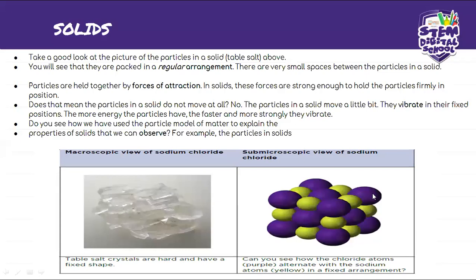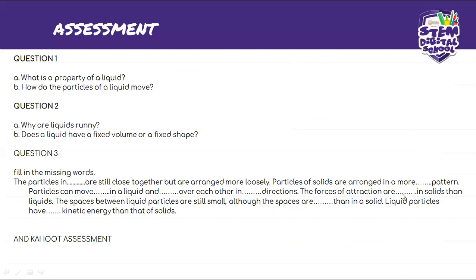Let's continue then. Now, look at this. So let's go on. What is the property of a liquid? How do the particles of a liquid move? Why are liquids runny? Does a liquid have a fixed volume or a fixed shape? Fill in the missing words. The particles in dash R. So let's look at question one first.